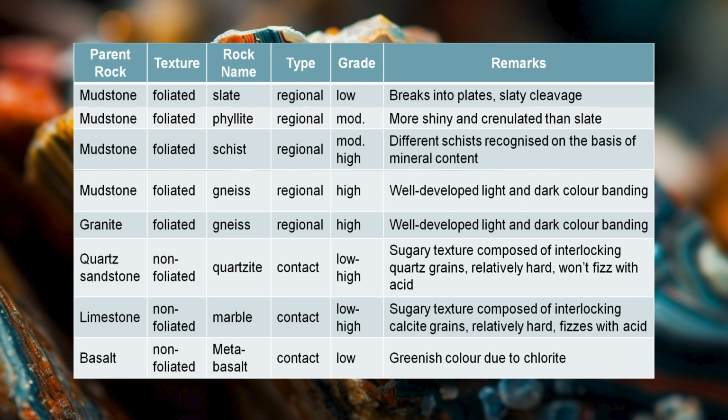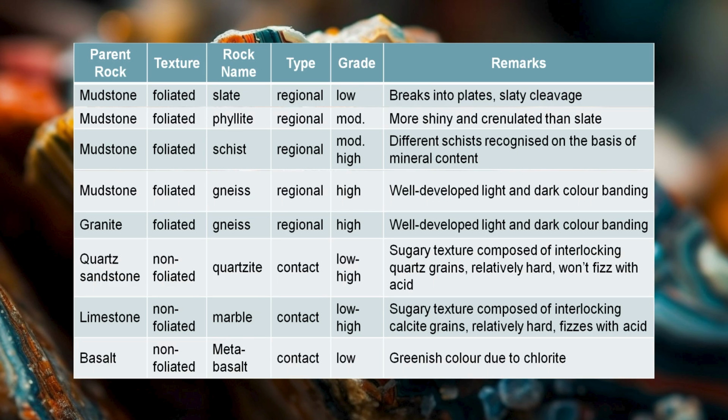Then I can also have a rock as a schist. My parent rock in that case will also be a mudstone. Texturally I can call it a foliated metamorphic rock. It is a regional metamorphic rock and is usually formed at moderate to high grade. That means we can have high temperature and moderate pressure.